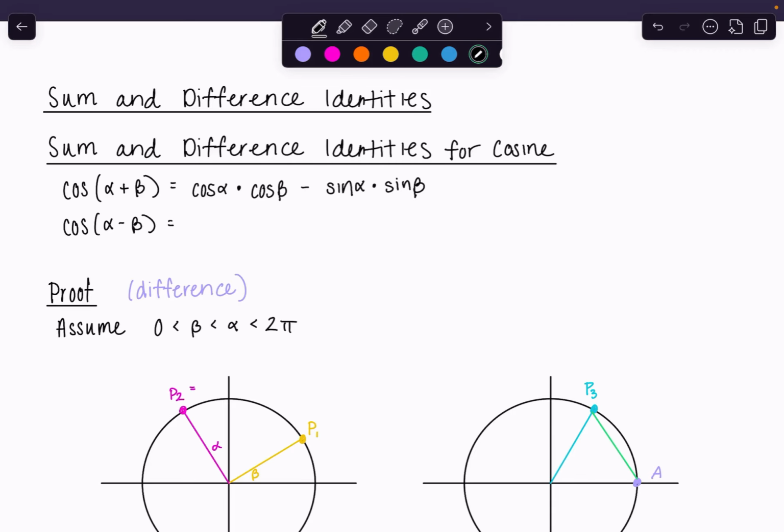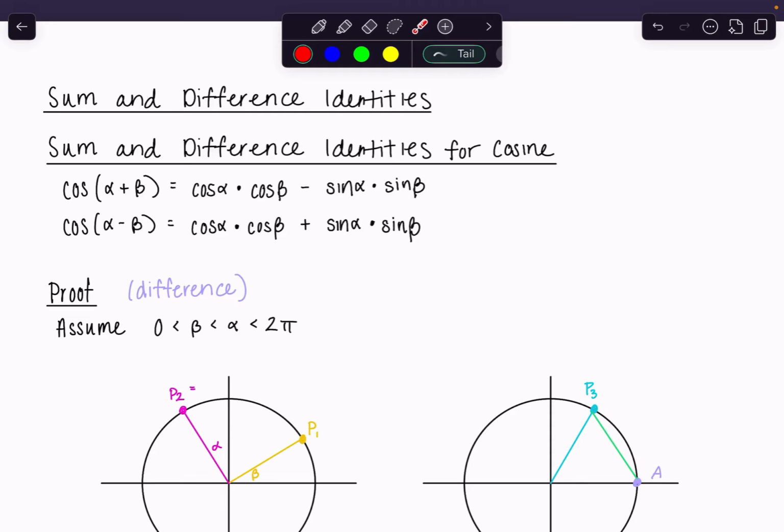The difference identity is the same. You still take cosine of the first angle, cosine of the second, but now you add sine of the first angle, sine of the second. Okay. So again, same formula, different sign. And the same is going to be true for the sine identities and also for the tangent identities, okay?